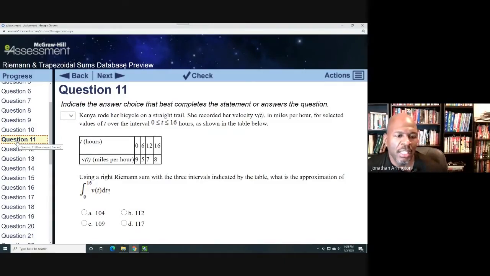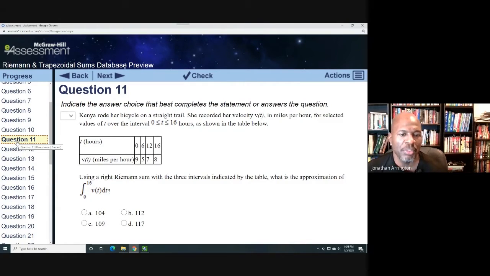Okay, Riemann sums practice problems part 2. In this particular video, we're going to look at 4 problems. 3 of them are going to deal with finding Riemann sums from tables. And the last one will deal with finding Riemann sums from a function.